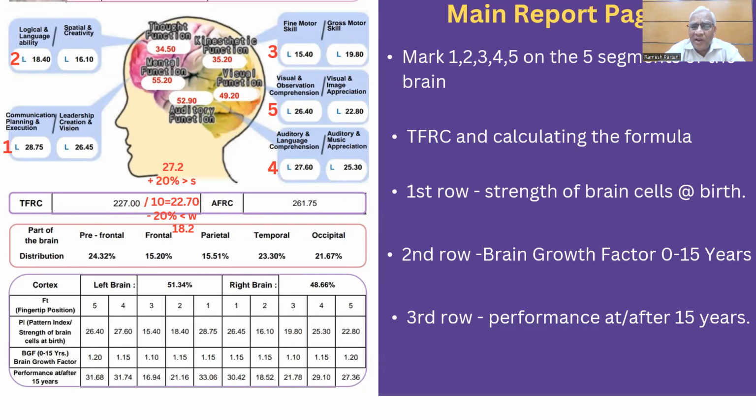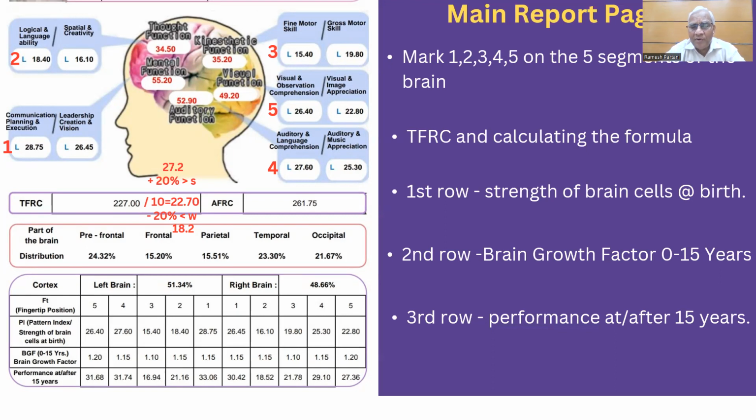Similarly, fifth left in the picture above is 26.4. So fifth left brain in the first line is 26.4. Fifth right is 22.8. So right brain 5 is 22.8 in the first line. So first line gives you the same numbers which are there on the top, which is the strength of brain cells at birth.